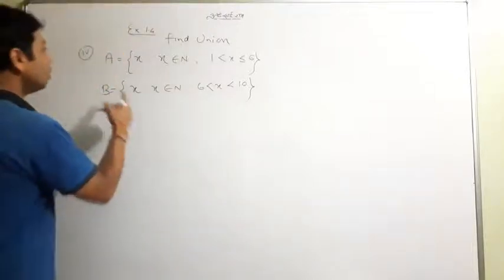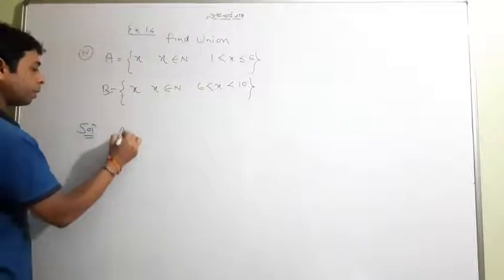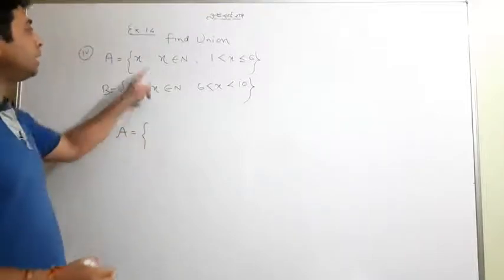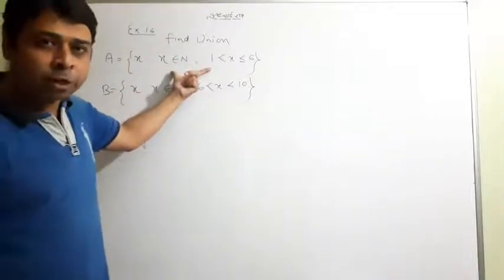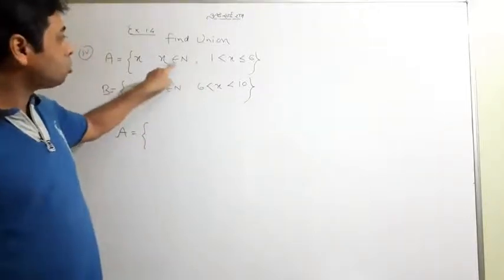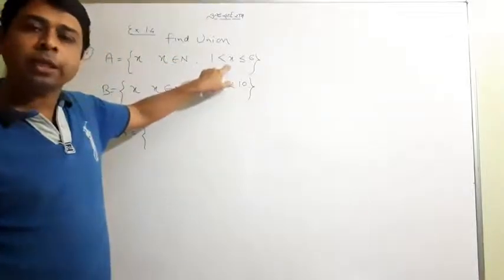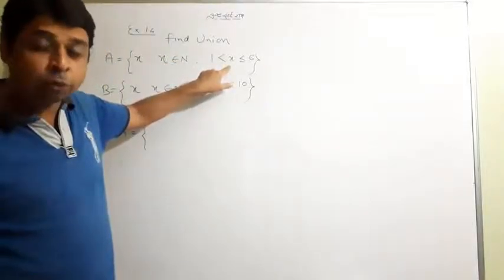So simple. What is A union B? I want to write the solution in a different manner. First, I want to write it in set builder form, so write first in roster form. x belongs to N, meaning x is a natural number which satisfies this. So one can simply predict the values.